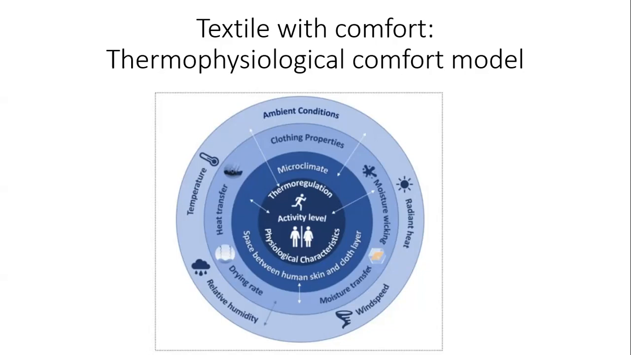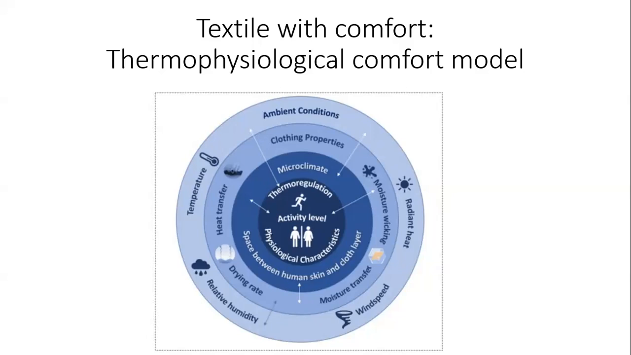Microclimate of a textile basically refers to the area between your skin and your textile. When you wear a textile, there's an area or a gap between your textile material and your skin. That area is very, very important when you talk about the comfort level or the comfortability of the wearer. And then there's another circle, which is my third circle, which is the clothing properties. So for this comfortability, the microclimate as well as the clothing properties are important.